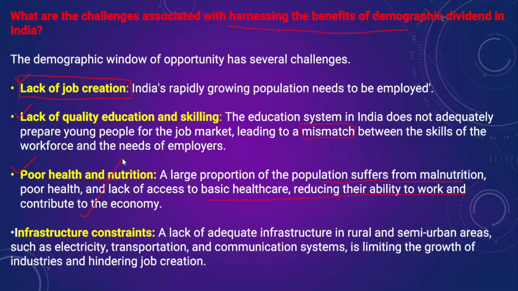Right. So when a worker has poor health, how can he go to work? When a child is suffering from anemia and malnutrition, then his or her learning outcomes will be significantly affected.